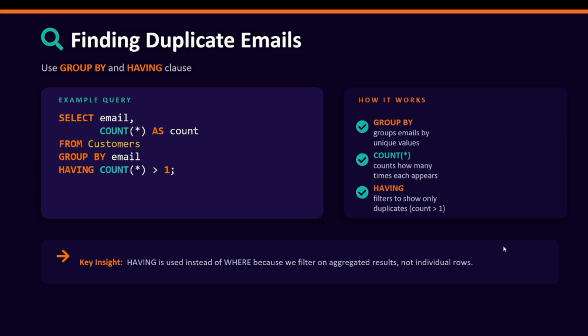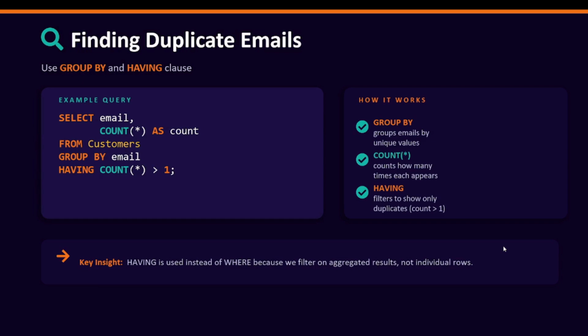Once the rows are grouped, the count(*) function counts how many rows exist in each group. In other words, how many times each email address appears in the table. We give this count a readable name using the AS keyword, calling it simply count.